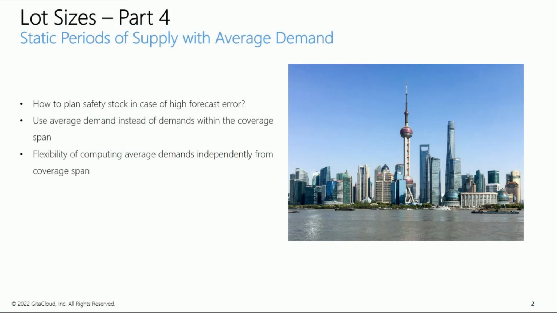Static periods of supply is superior to safety stock in general, but it may struggle in case of high forecast error, as it plans based on specific demands within the coverage span. Planners can use a variation of the static periods of supply, which plans forward cover based on average demand, to mitigate the impact of high forecast error. We know that average error across periods is usually lower than error within specific periods, hence this helps plan forward cover better. Average demand is computed across a horizon separate from the coverage span.